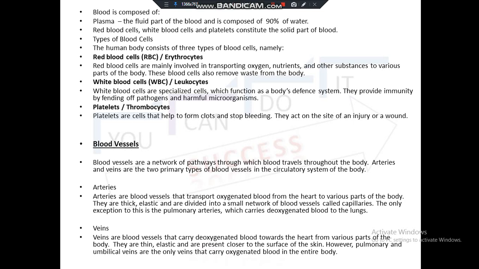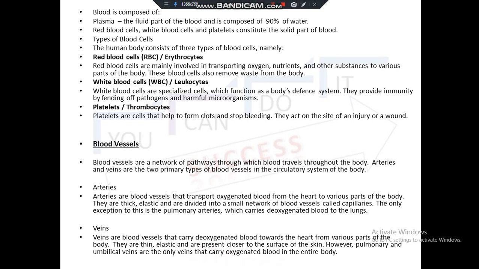As in the beginning, we learned about the heart, the various parts of the heart and how double circulation takes place. Then we talked about the basic components of blood, which comprises plasma and the blood cells. Then the three types of blood cells: RBCs, WBCs and platelets. Now we'll talk about the blood vessels. So the blood vessels are basically three. First of all, we have the arteries, then we have the veins, and then we have the capillaries.